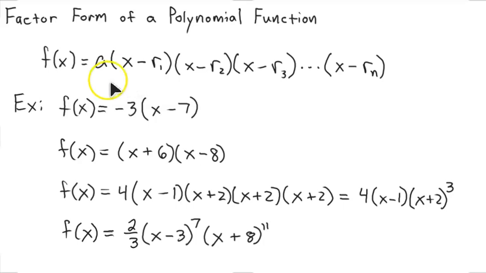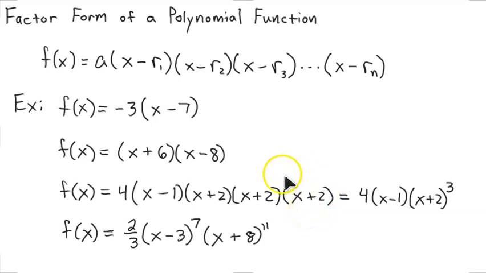Anyways, so here are some examples of factored form. We have negative 3 times (x minus 7). You'll recognize this maybe from the point slope form of a line. And so point slope form of a line is actually written in factored form of a polynomial. And then here we have the factored form of a quadratic, (x plus 6) times (x minus 8). This one I wrote twice, in two ways, because I want to show you how factored form can work sometimes. We have 4 times (x minus 1) times (x plus 2) times another (x plus 2) times another (x plus 2). So you can have the same factor more than one time in factored form.